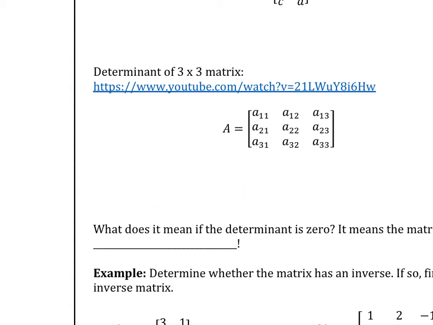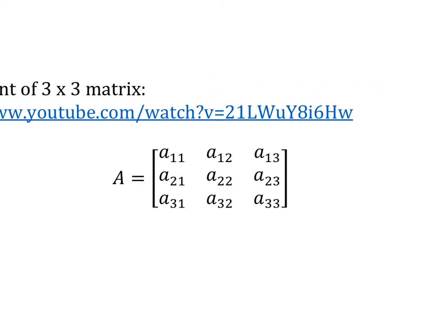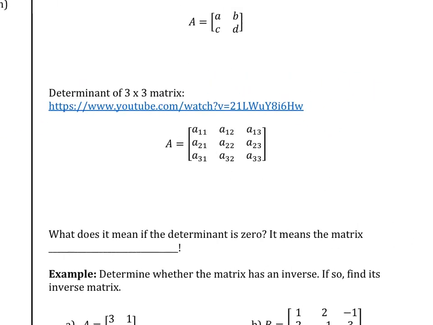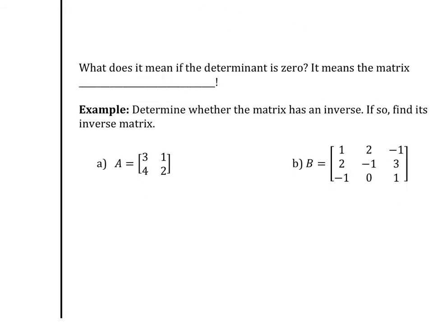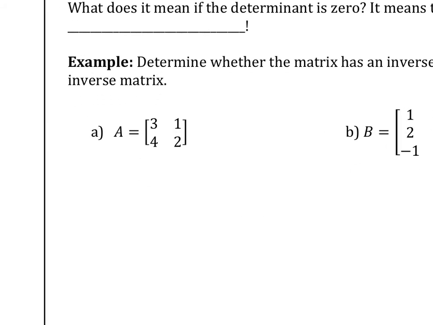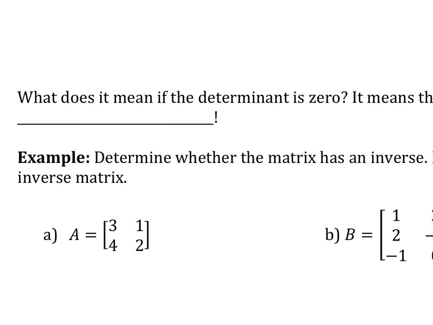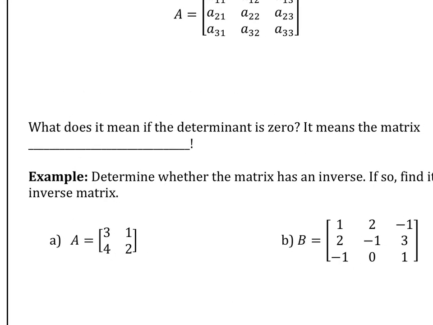Okay. Determinant of a 3x3. All right, 3x3 matrix. Let me just show you by actually doing it. Okay, so let's go ahead and try this one. Determine whether the matrix has an inverse. Now, how do you know whether a matrix has an inverse or not? The fastest way is to check the determinant. If the determinant is 0, it means the matrix has no inverse.